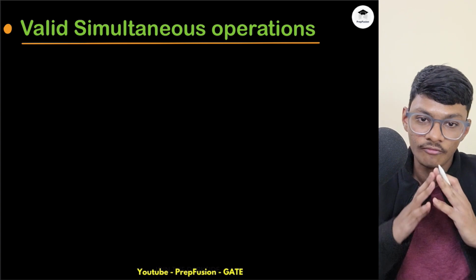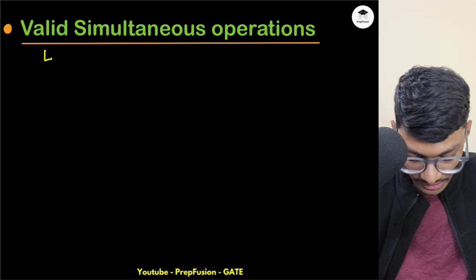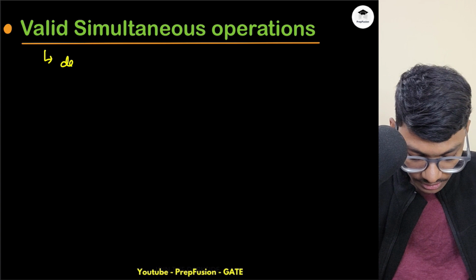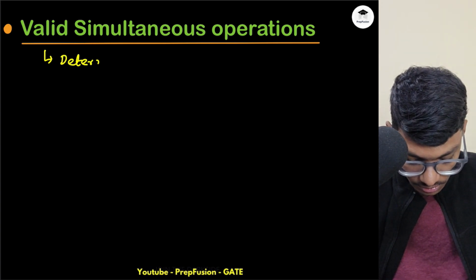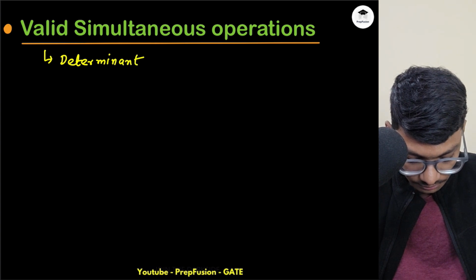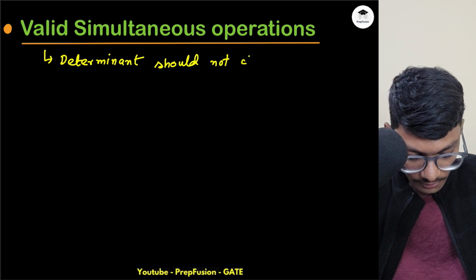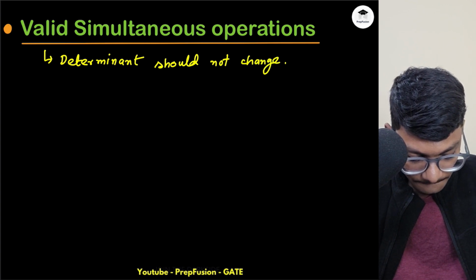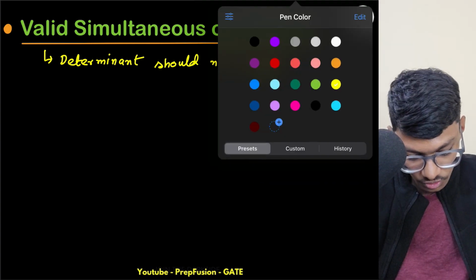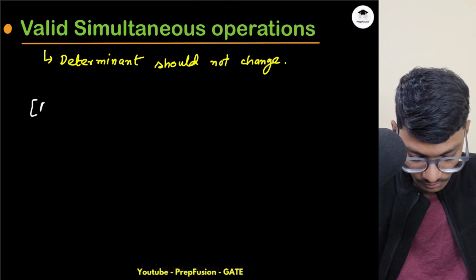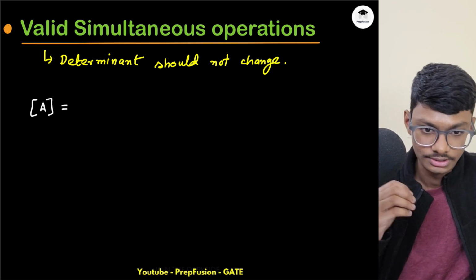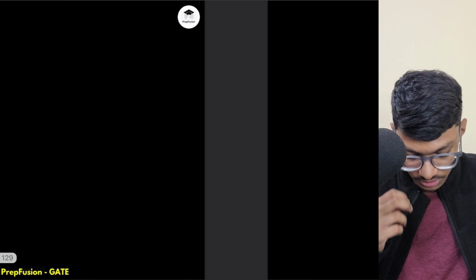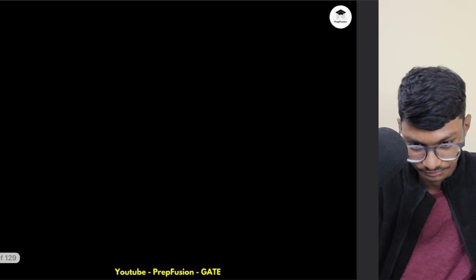So what are my valid simultaneous operations? What do you mean by valid simultaneous operations? The determinant should not change. Okay, so basically here, let's say A matrix is this, this coefficient matrix, let me copy this.